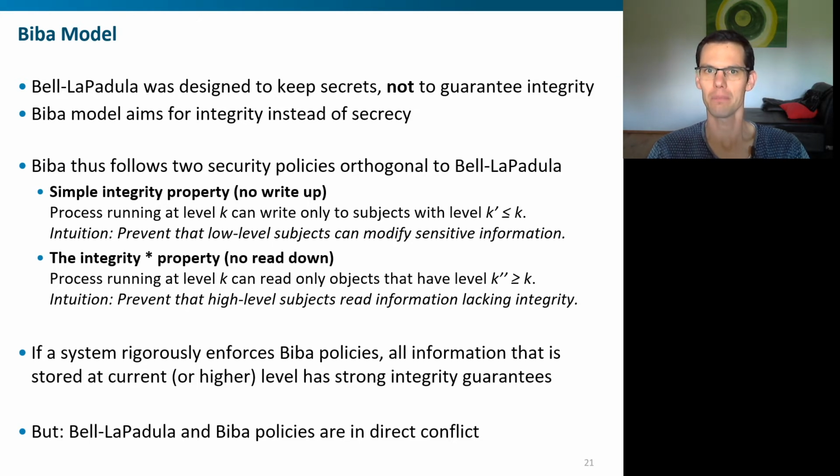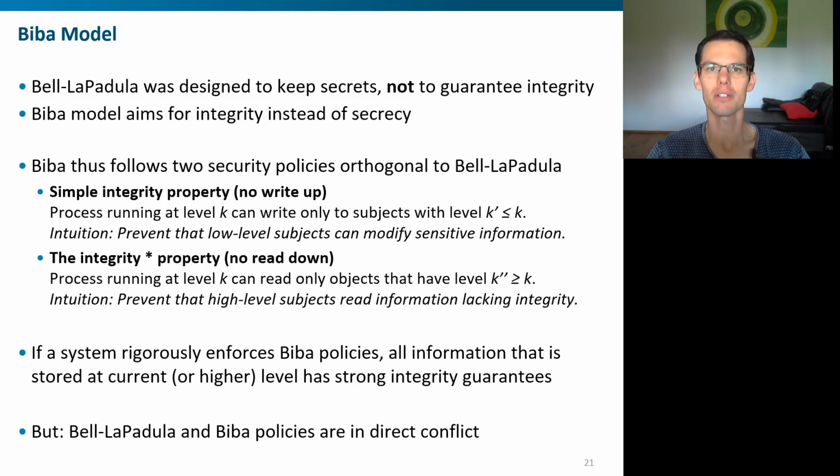So it's kind of a twisted game now, and the rules, again we have two of them, are kind of the opposite of the rules before. So we again have a simple integrity property, the no write-up policy, which means that if you have a process running at level k, you can only write to subjects with level k prime which are smaller or equal to your current level. Okay, so a foot soldier could only write to documents of the class foot soldier and could not write to any top secret documents.